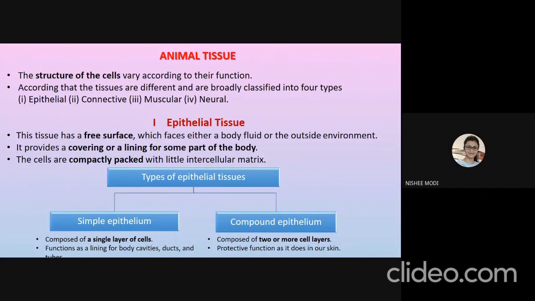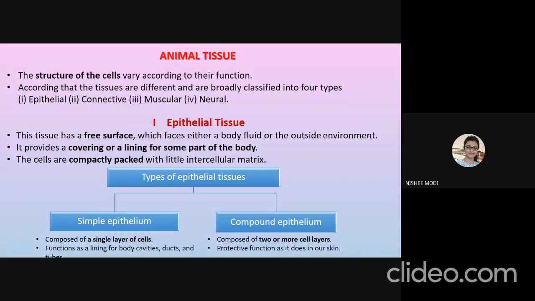We know that the structure of cells varies according to their function. According to this, tissues are broadly classified into four types: epithelial, connective, muscular, and neural. First, we'll see epithelial tissue. This tissue has a free surface which faces the inner body fluid or the outer environment. It provides a covering or lining for some part of the body.